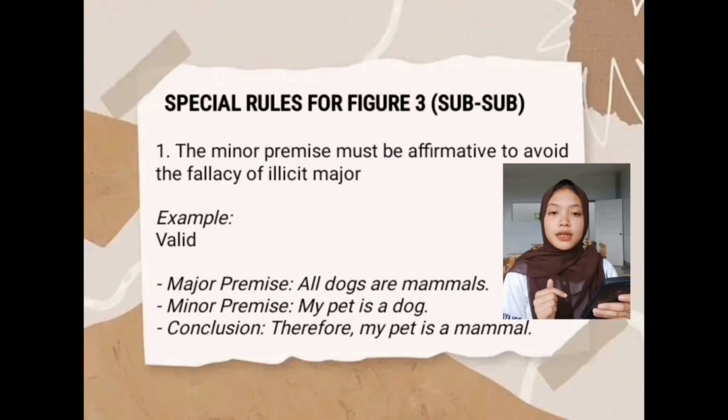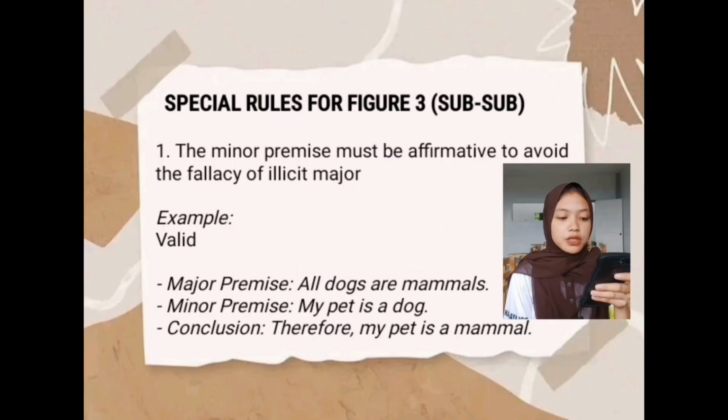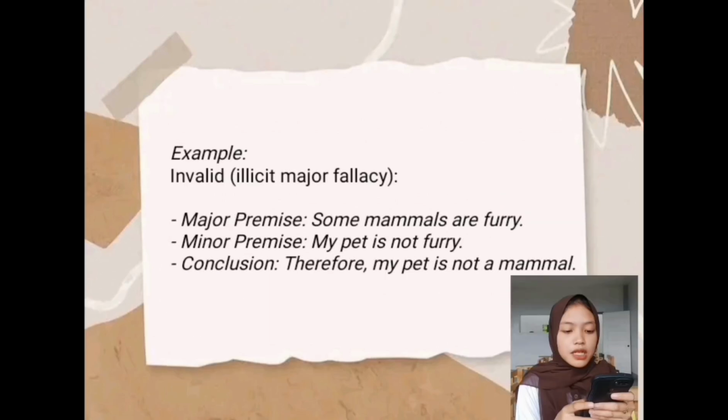That's what the rule says. So the example provided here is a valid syllogism. For example, all dogs are mammals. My pet is a dog. Conclusion: therefore, my pet is a mammal. Valid siya kasi affirmative yung minor premises natin. Hindi siya contradict doon sa major premises natin. So that's why it is a valid syllogism. This is a positive yung minor premises natin. Hindi siya negative. Let's proceed to the invalid syllogism.